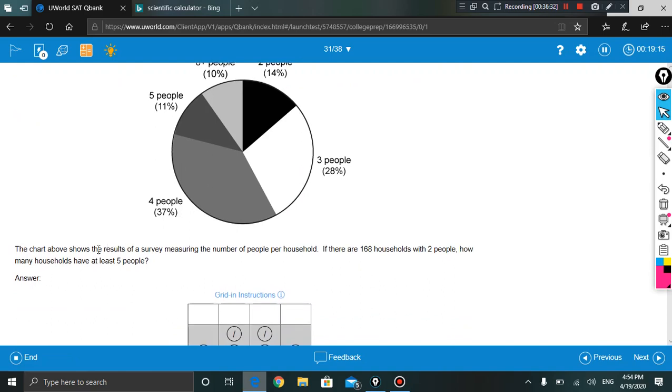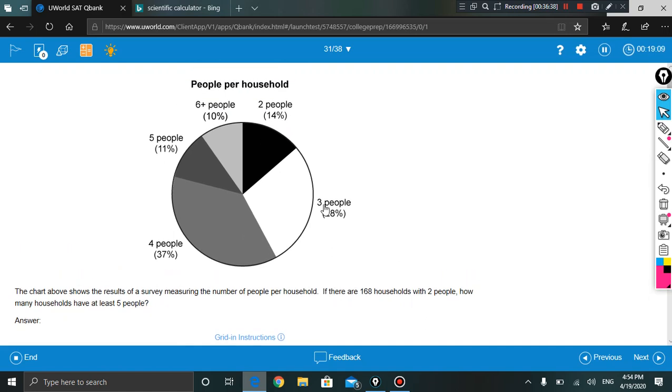The chart above shows the results of a survey measuring the number of people per household. There are 168. Okay, 168. So 14% of the total is 168. How many households have at least 5? So we need to get the total first, and when we get the total, we can get any other value. So to get the total, we can set this nice little equation here. We don't have time, so I gotta be a little bit quick. Look at the timer. So let's be a little bit quick, guys.